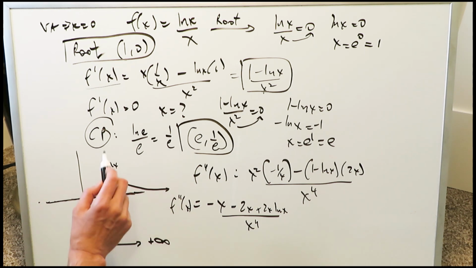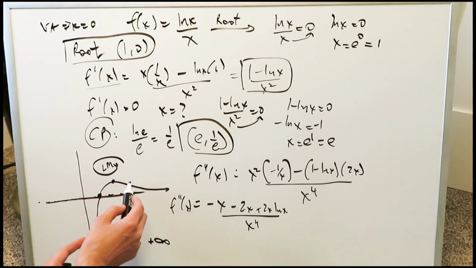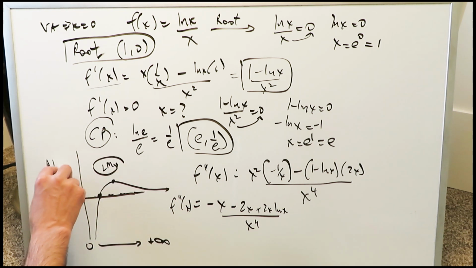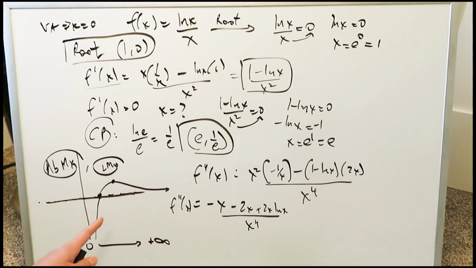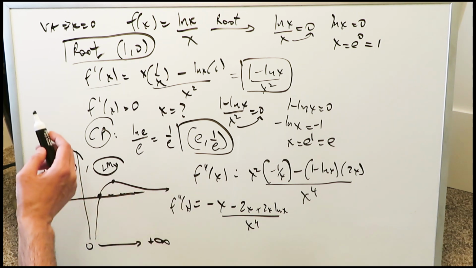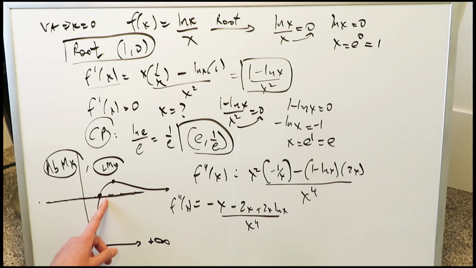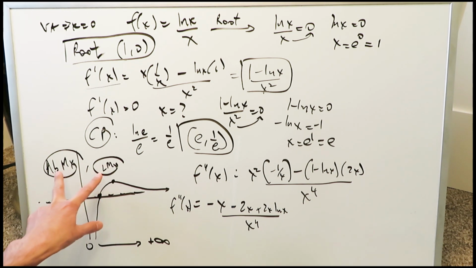Then this value here will be the highest point. It's a local max or a relative max. Local maximum, relative maximum, it's synonymous, but it's also an absolute maximum or a global maximum. It's both of these. This point right here, e comma 1 over e, is a local maximum and global maximum, or you can say relative maximum and absolute maximum. Right now we've determined a root. We've determined another point which happens to be a local and absolute maximum. It's not a minimum by any means. It's the highest point of this function over its entire domain, 0 to infinity.